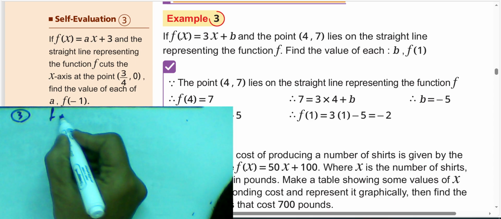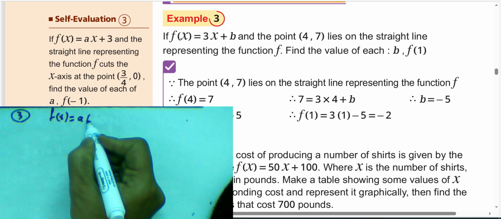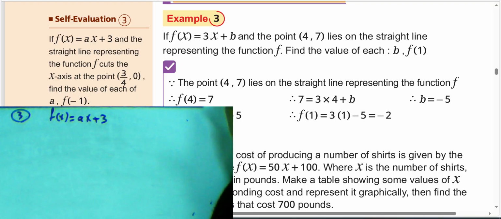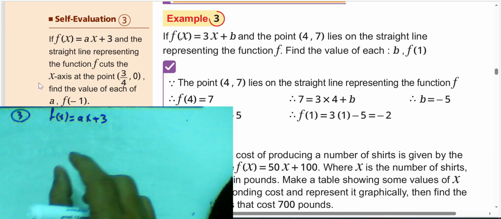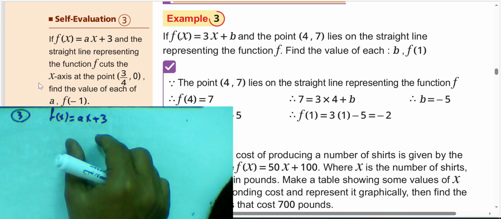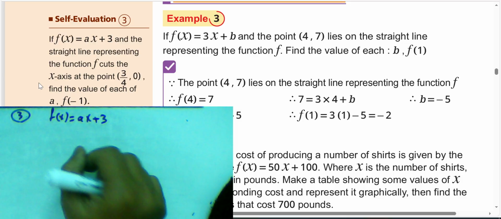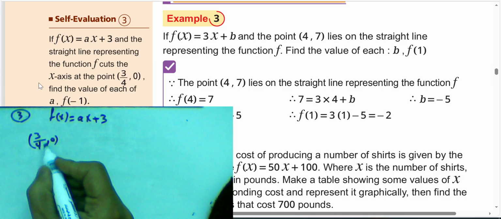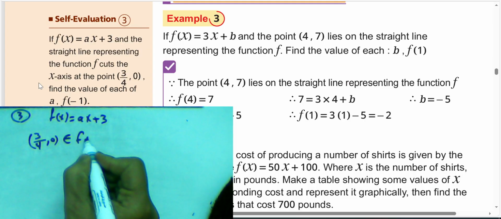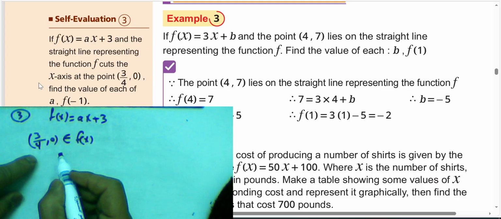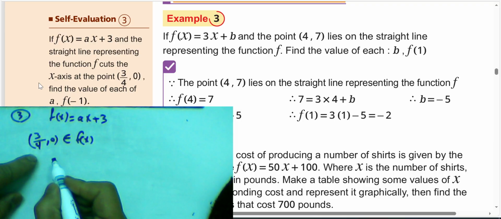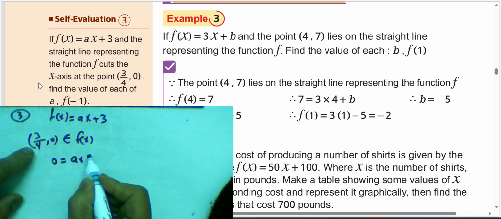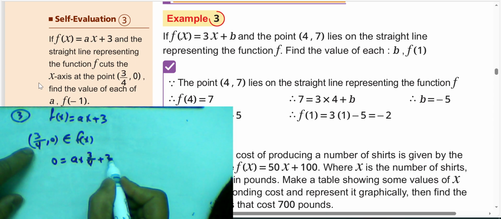We have f of x equal ax plus 3. He gives me that f cuts the x-axis. Okay, the straight line cuts the x-axis, meaning y will be equal 0 at the point 3 over 4 and 0. The point 3 over 4 and 0 lies on f of x. This point satisfies this equation. When f of x is 0, we have a times x, where x equals 3 over 4, plus 3.